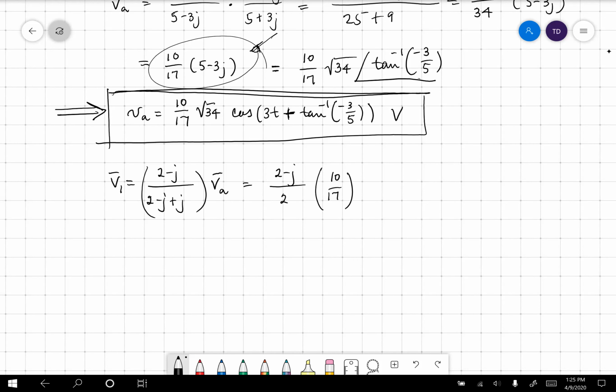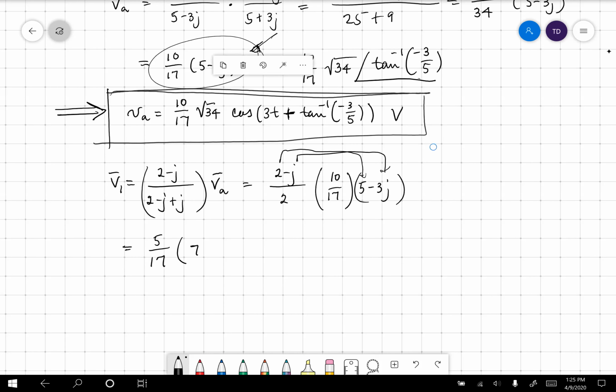10/17, 5 minus 3j. So 10/17 divided by this 2 gives me 5/17. And now, times what? 2 times 5, 10 minus 3, 7. And then the imaginary part: did I show my arrows correctly? I guess I just crossed them over. The imaginary part, 2 times minus 3j, minus 6j, and then minus j times 5, minus 5 more j, that's minus 11j. So if I did this correctly, that is equal to 7 minus 11j.